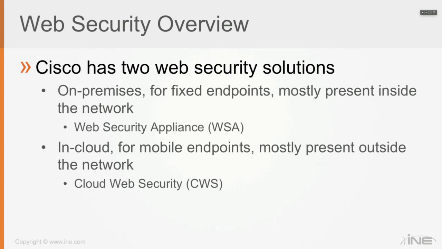And in the cloud, for mobile endpoints, like smartphones, tablets, and also users who are mostly mobile, not present in the network but mostly outside of the network, we also want to provide those users with web security. So for that reason, the solution is going to be in the cloud, which is Cisco's product called Cloud Web Security.